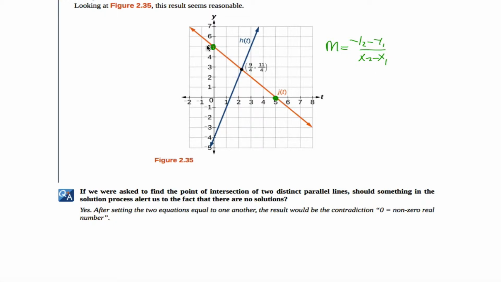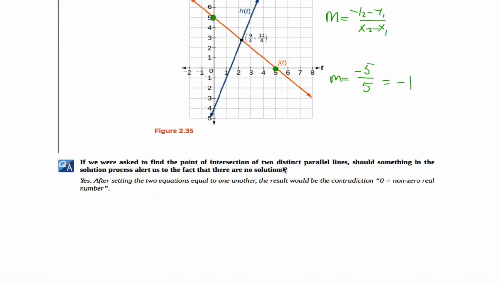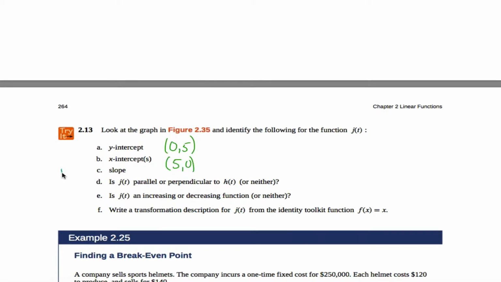From this point to this point, how far do you go up? Well, I go up by negative 5 because I go down 5. Okay, how far do you go to the right? I go to the right by 5. Okay, so you go up by negative 5 and you go right by 5. So the slope is negative 5/5, aka negative 1. So the slope, I'll use the letter m to represent it, is negative 1.